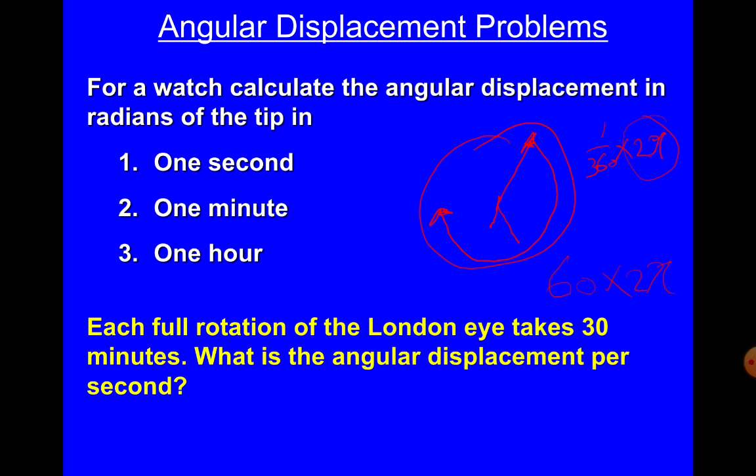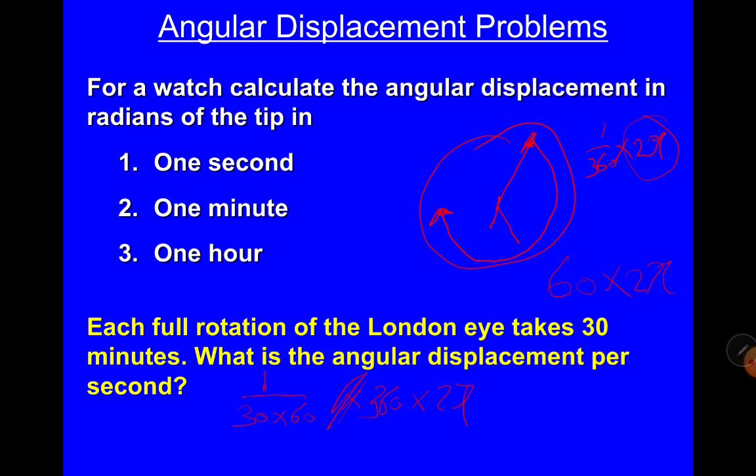How would we calculate the rotation of a London Eye if it takes 30 minutes? What is the angular displacement for 1 second? Well, that is 1 second over 30 times 60, times 2 pi, divide by 360 if we take the degrees. Okay, well, you know how to do this.